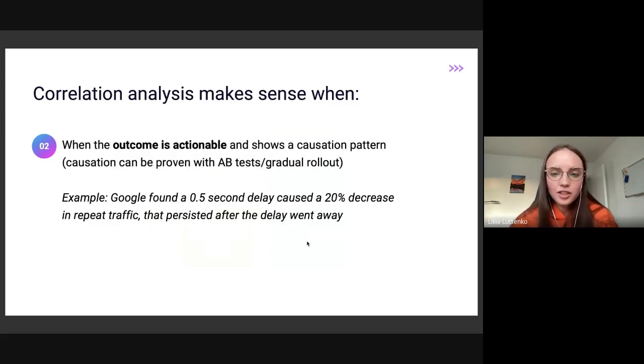Second, the outcome should be actionable and show a causation pattern. So, for example, Google found a half-second delay caused a 20% decrease in repeat traffic. And that decrease persisted even when the delay went away. So it's a direct impact on customer experience. You know, one thing is related to another, and it causes your product lots of harm.